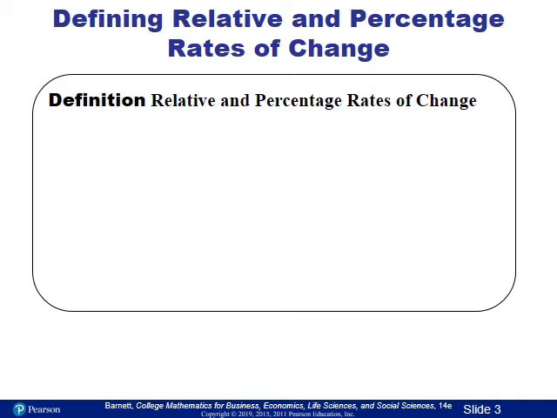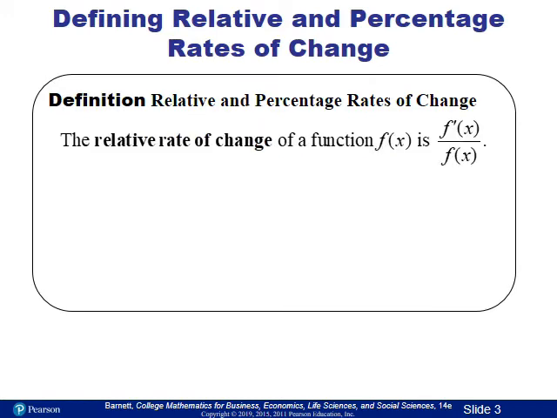So, defining the relative and percentage rates of change. Definition: relative and percentage rate of change. The relative rate of change of a function. For example, if you are given any function f of x, its relative rate of change is the derivative of the function divided by the function. So this is the definition, if you want to find the relative rate of change.